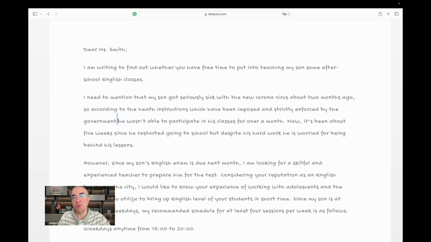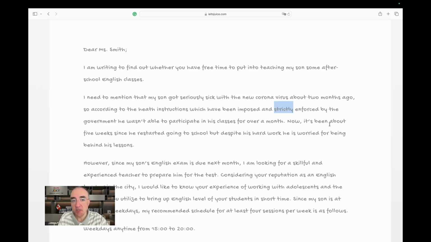I believe everybody knows that the government imposes the law and enforces it. So that's the way it is. I also love the words impose and enforce and strict. I like them. He wasn't able to participate in his classes for over a month. Oh, that's sad. You see, I can relate to it. I can communicate with this. So it's something I really love.